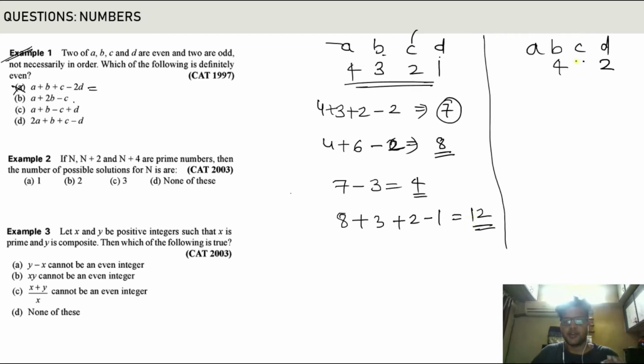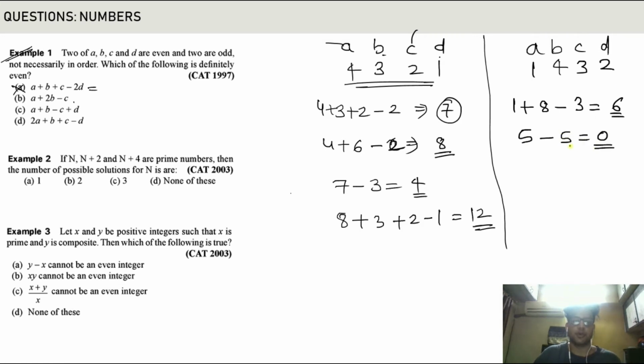Now this time I will consider B and D as even numbers and A and C as odd numbers. I will start with option B, A plus 2B minus C. So plus 1, 9, 9 minus 3 is 6. I am getting an even number. So option C, A plus B minus C plus D, I am getting a 0.